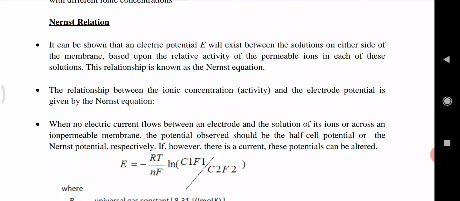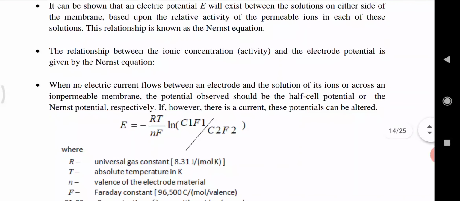The relation between the ionic concentration and the electrode potential is given by the Nernst equation. And in this case, when no electric current flows between electrode and the solution of its ions or across an impermeable membrane, the potential observed should be the half cell potential. And another term we study is the half cell potential.